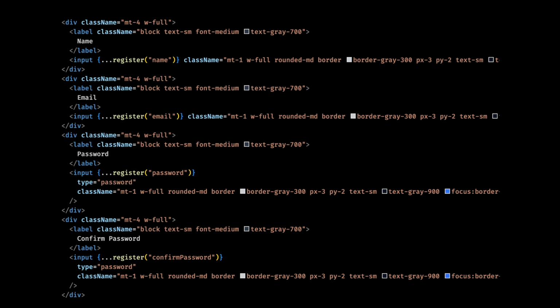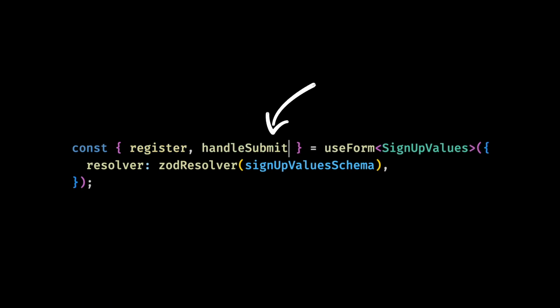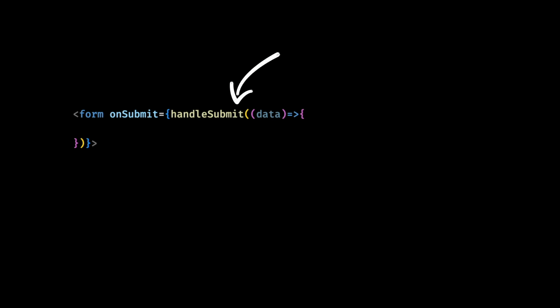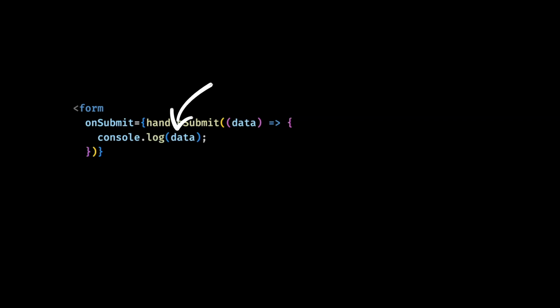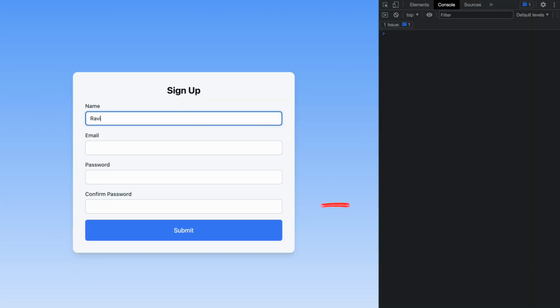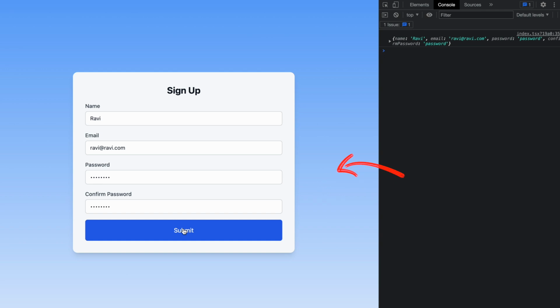Okay, with that we have our inputs connected to the form. Now let's set up the submit handler. For that, we will grab the handle submit function from the useForm hook and set it inside the form's onSubmit. Here is where we would call the API to create the user account. To simulate the submit function, let's just log the values in the console. Now, since the button type is set to submit, if we press the button, it should trigger the submit handler. And there we have it.